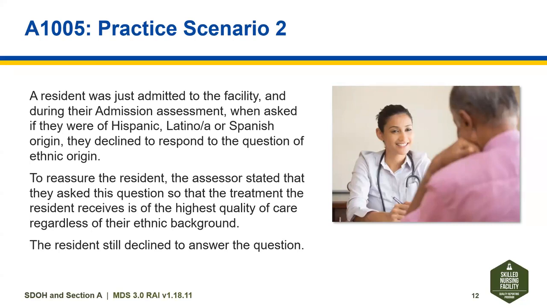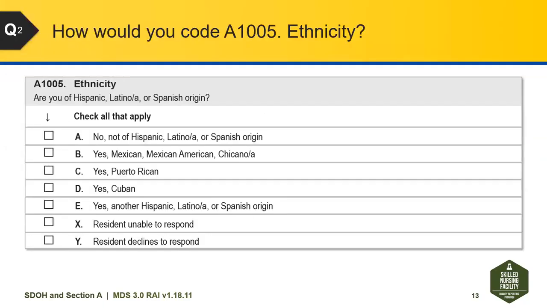To reassure the resident, the assessor stated that they asked this question so that the treatment the resident receives is of the highest quality of care, regardless of their ethnic background. The resident still declined to answer the question. So based on the scenario and the response choices available in the poll, how would you code A1005 ethnicity?